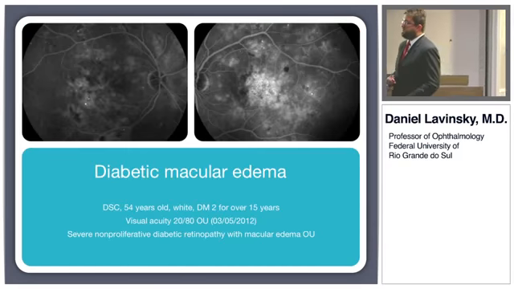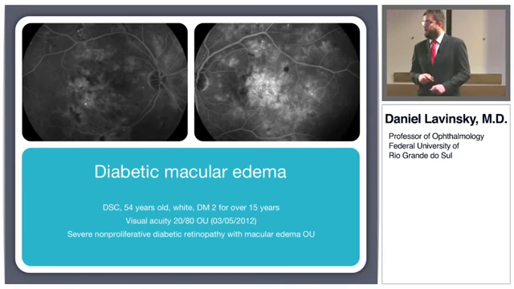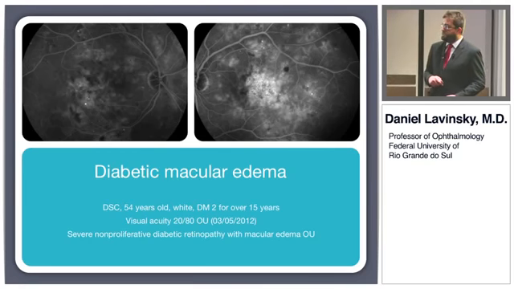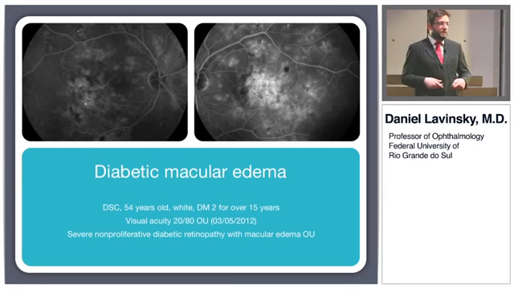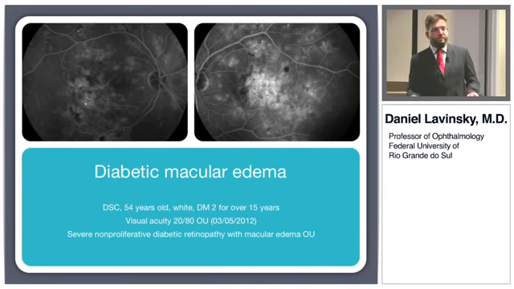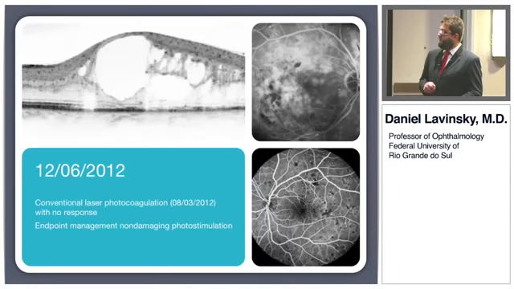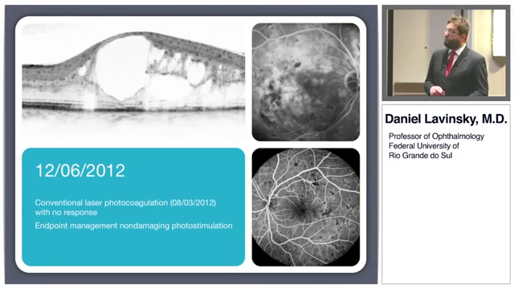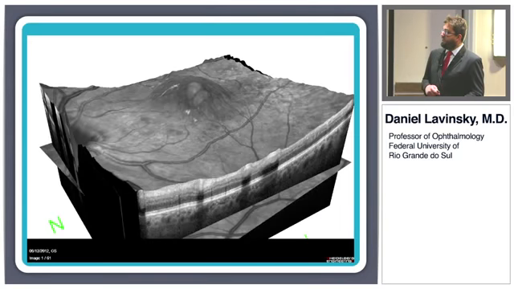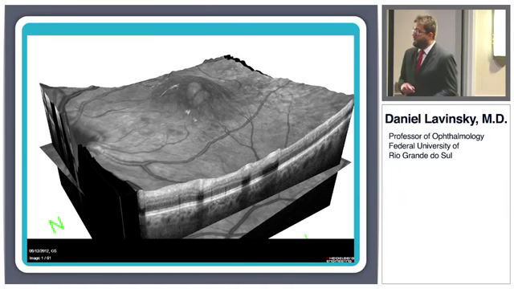So this is a case of diabetic macular edema, 54 years old, white, with DME for over 15 years. This patient had bilateral disease, very severe disease. He couldn't afford any anti-angiogenic drugs. Insurance doesn't pay for him. And so we treated first with conventional focal photocoagulation with no success. And then this is the OCT before we treated with endpoint management.